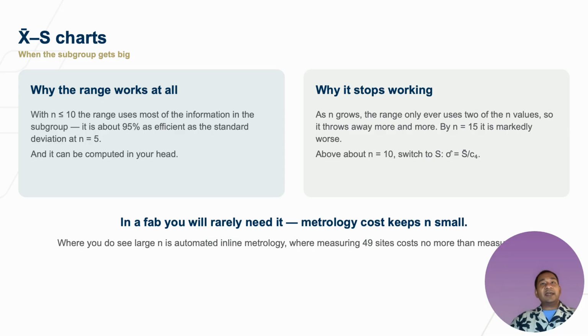So above roughly n equals 10, switch to S: sigma hat equals S bar over C4. You will rarely need this because metrology costs keep n small. Where you do see it is automated inline metrology, integrated thickness, or reflectometry, where measuring 49 sites costs essentially the same as 5. There, use S.